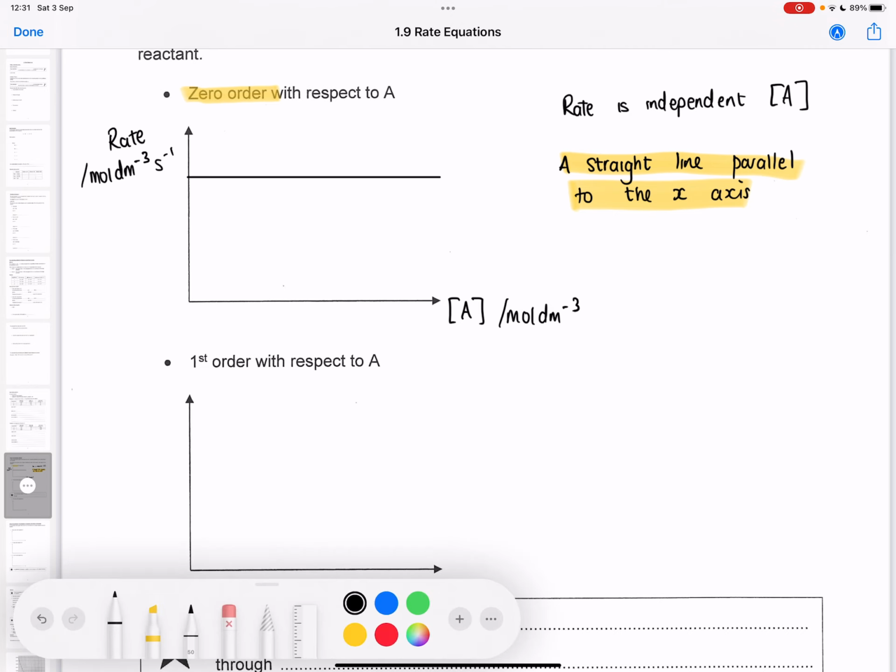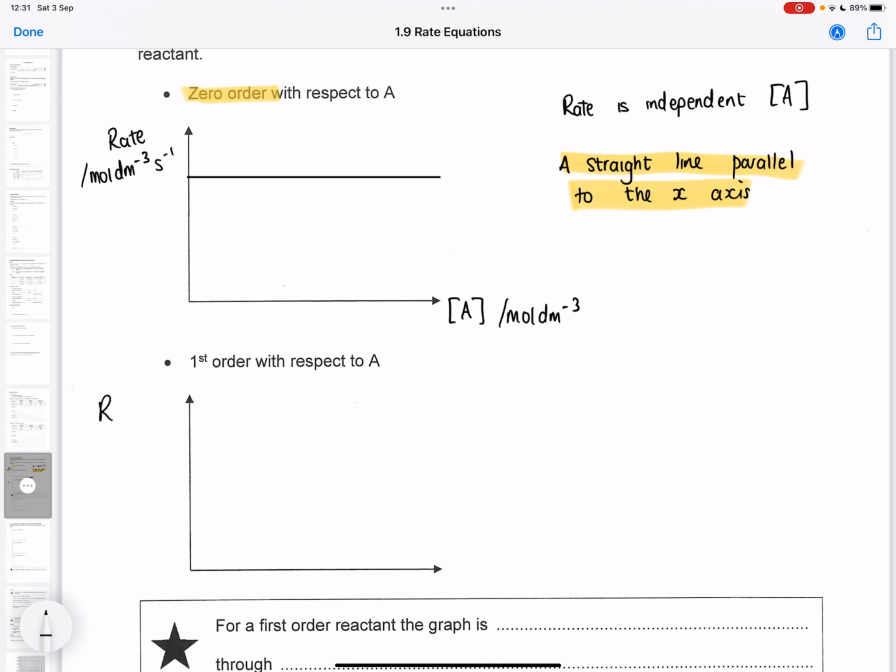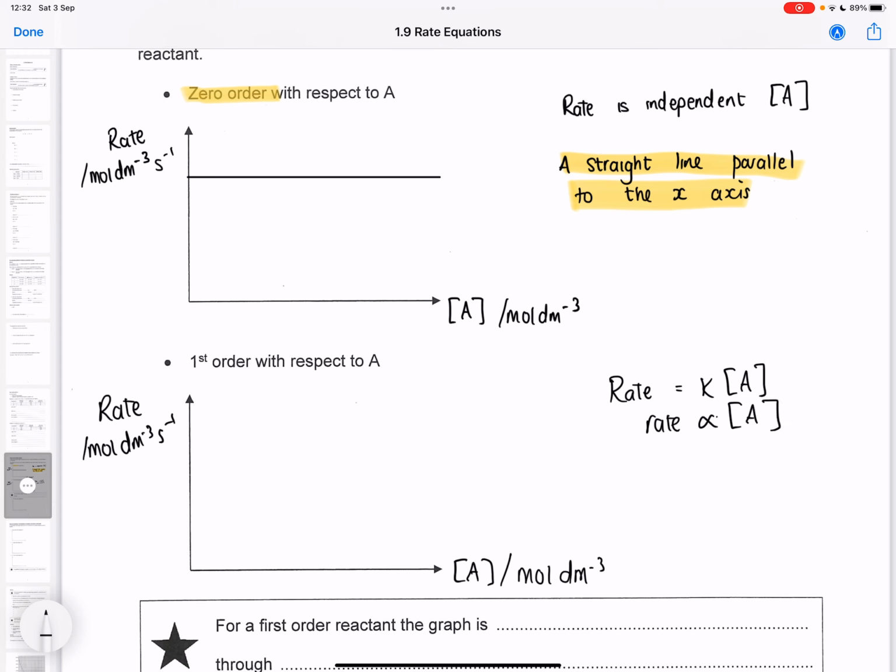Now, if something is first order, and again, we're plotting a rate concentration graph, remembering that rate is change in concentration per unit time, and concentration is in moles per decimetre cubed. Then in a rate equation, if it was an overall first order reaction, our rate equation would look like this. And so we can say that rate is directly proportional to the concentration of A, because k is a constant.